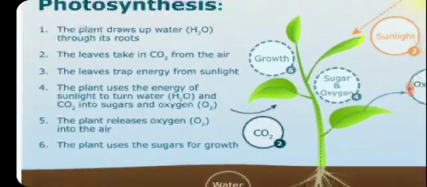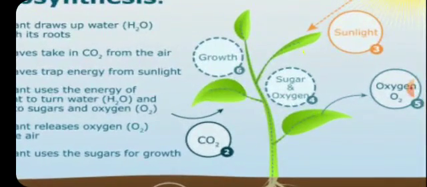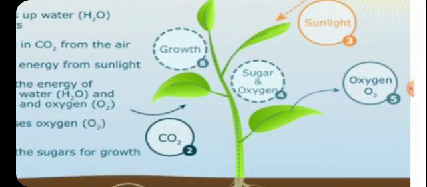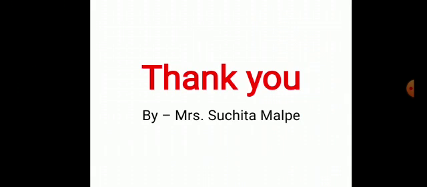Carbon dioxide is taken from air. Water is absorbed by roots. Sunlight is trapped by leaves, and photosynthesis takes place. Glucose is stored and utilized for the growth of the plant, and oxygen gas is released. So photosynthesis is a natural chemical change. We have studied two natural chemical changes, respiration and photosynthesis.